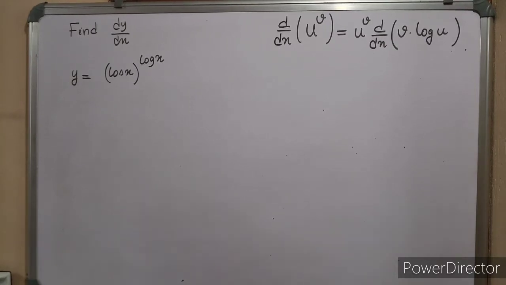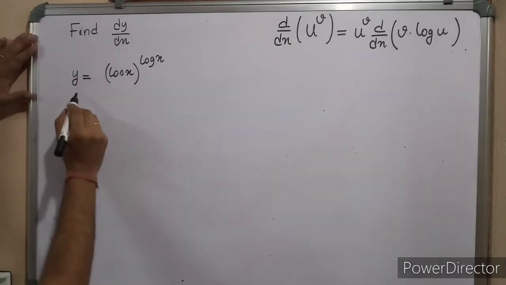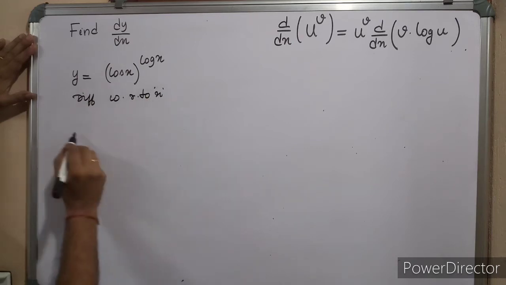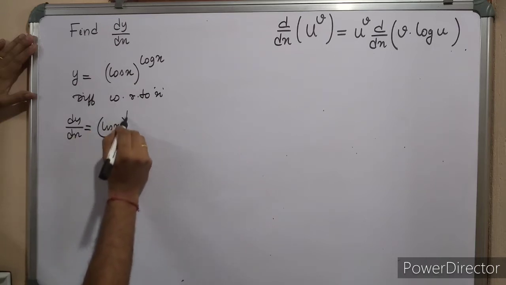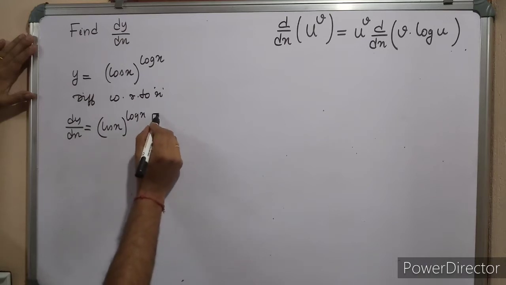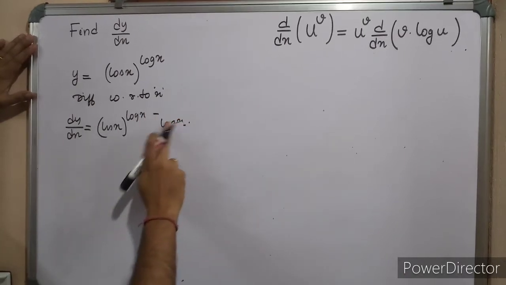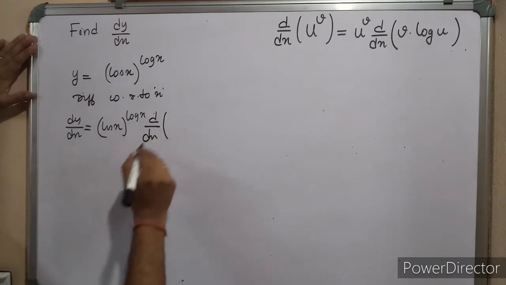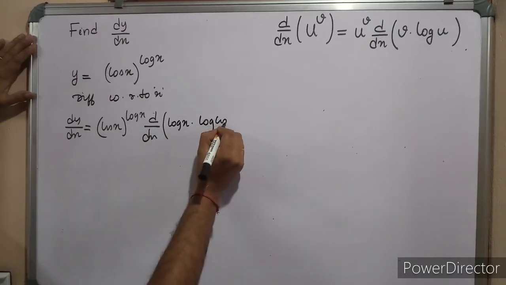Now in this question it is given y is equals to cos x to the power log x. For this question, cos x is u, log x is v. I'll apply this formula. Same way, differentiating with respect to x, dy by dx is equals to cos x to the power log x into, first you have to write dy/dx of v, that is log x into log of cos x.